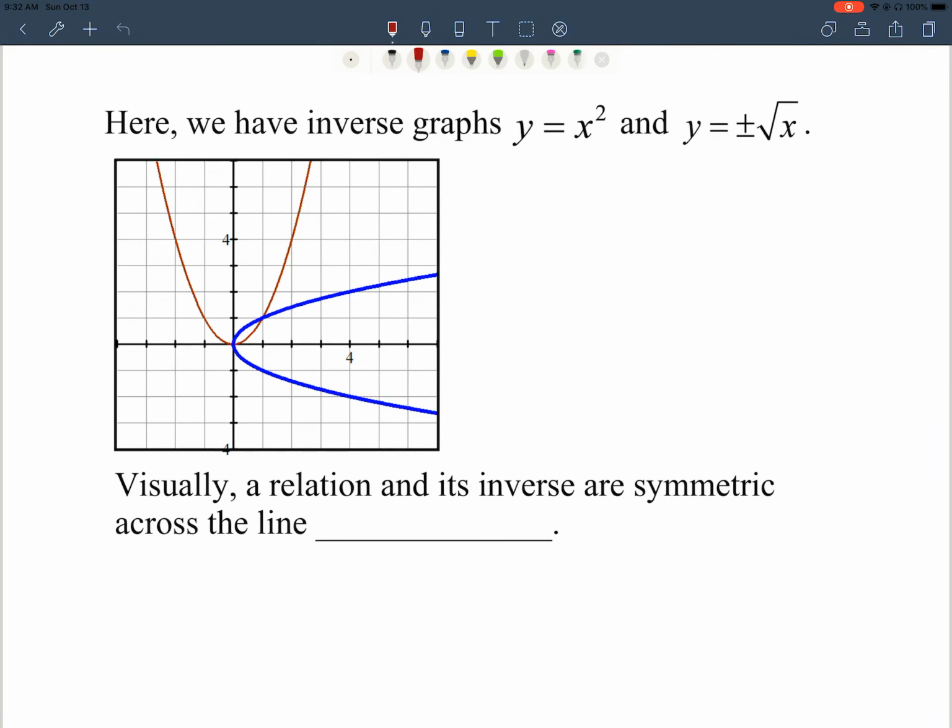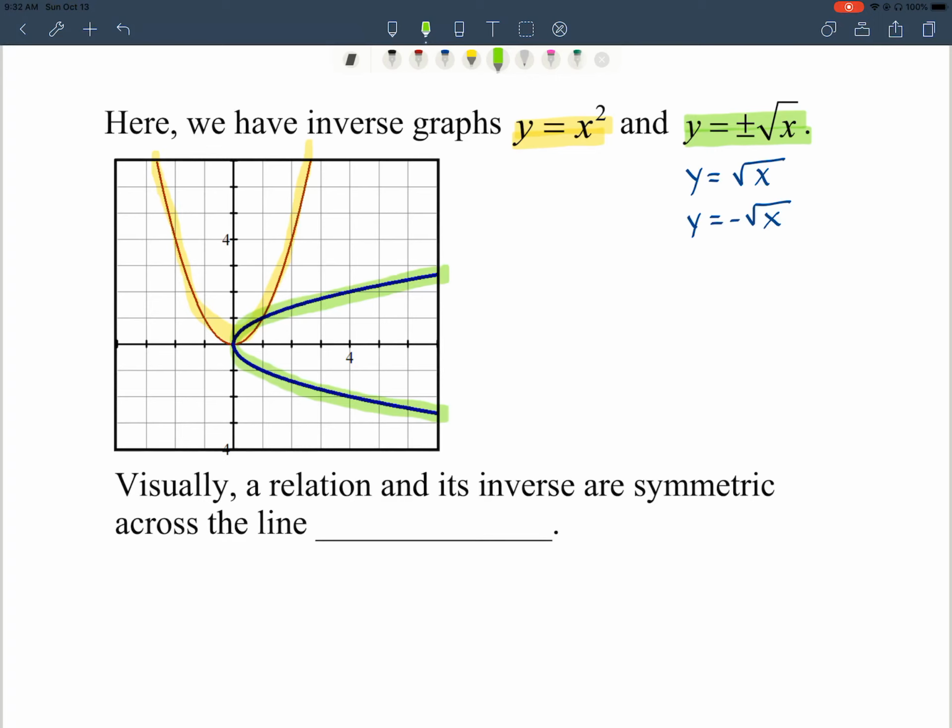So starting out here, looking at the graphs of inverses, the first graph we have here is y equals x squared, and we know which one that one is. That's the red one here, the parabola that's going up like this. But then we also have the graph of y equals plus or minus the square root of x. So remember that comes from y equals the positive square root of x and y equals the negative square root of x. And what that does for us is it creates this parabola shape that looks like it's going sideways.